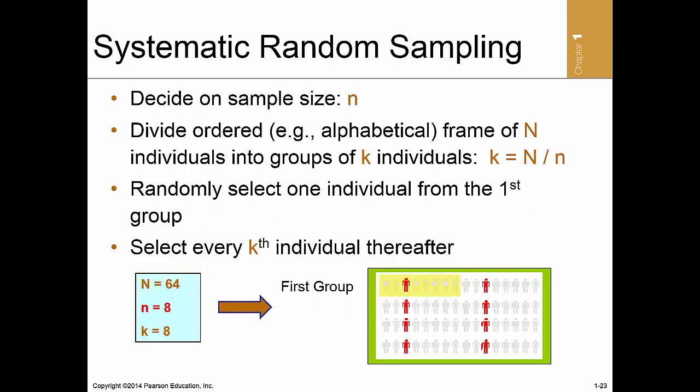Systematic random sampling is a statistical sampling technique that involves selecting every kth item in the population after a randomly selected starting point between 1 and k. The value of k is determined as a ratio of the population size over the desired sample size.